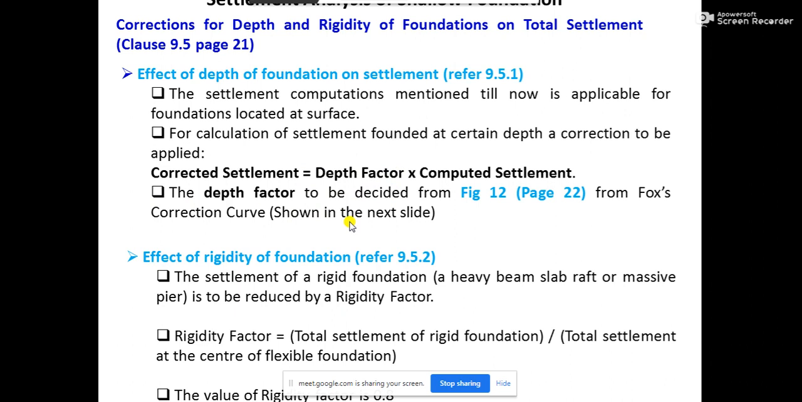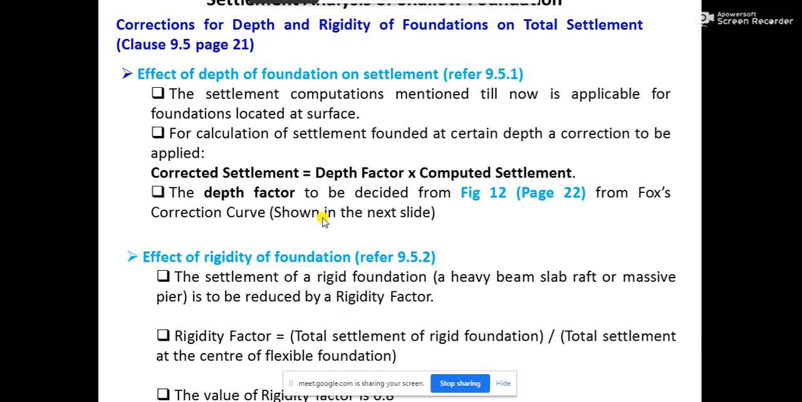That is the point. The depth factor as per the 8009 standard code you should be able to obtain using figure 12, page number 22 of Indian Standard Code 8009, and that is actually called Fox's depth correction factor. I'll explain what Fox's depth correction factor is; it is shown in the next slide. So first let's see what the depth correction factor is.